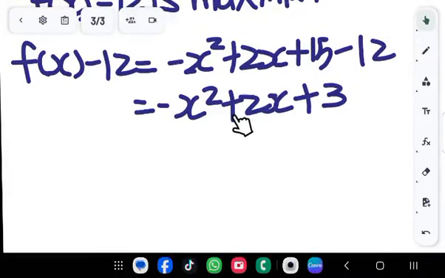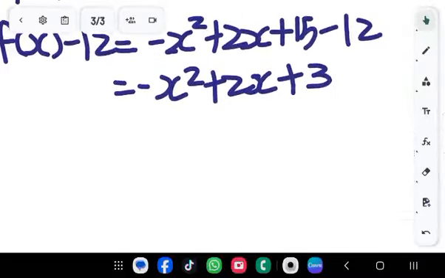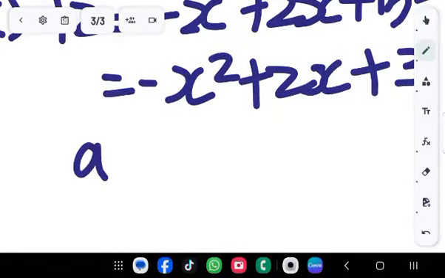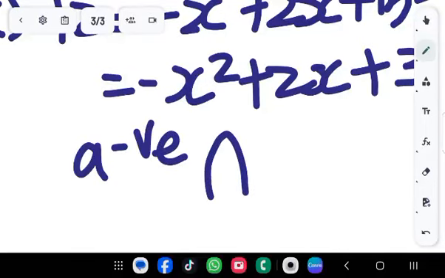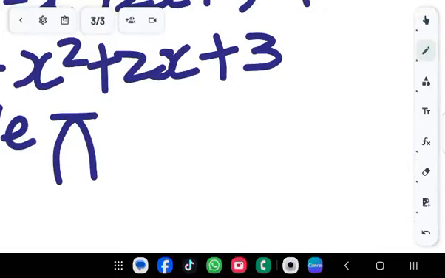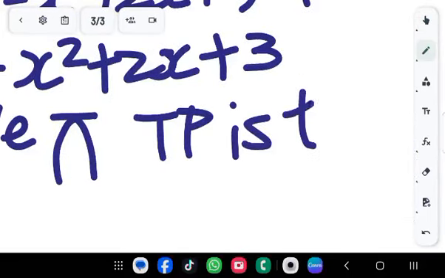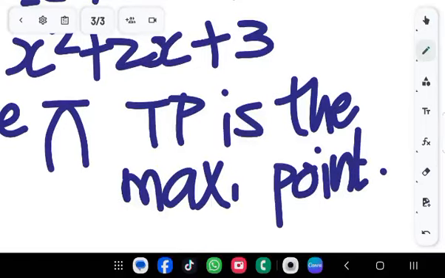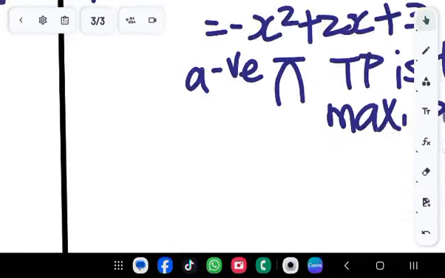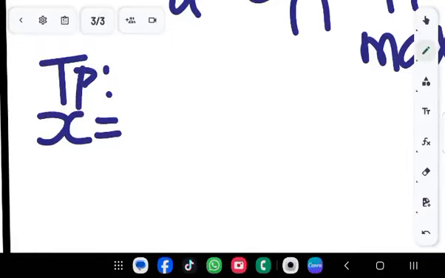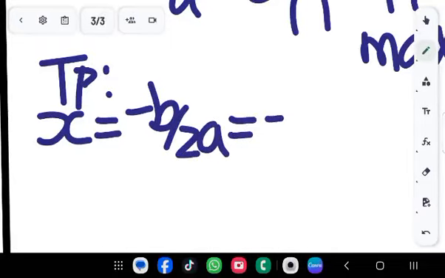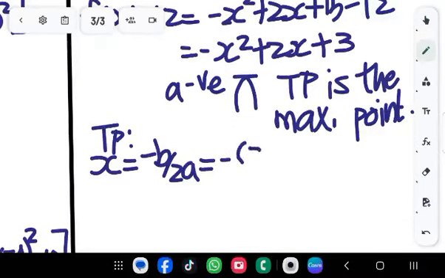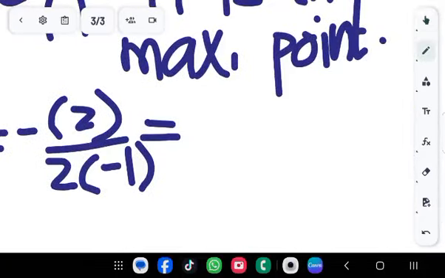Now, when is this function maximum? This is a parabola. Notice your a is negative, meaning that your arms will look down, therefore it will have the turning point, which is the maximum point. Now let's find what the turning point is. It's the same old standard format. So the x coordinate of that turning point will be minus b over 2a, which is minus 2 over 2 times negative 1, which is negative 2 over negative 2, which is 1.